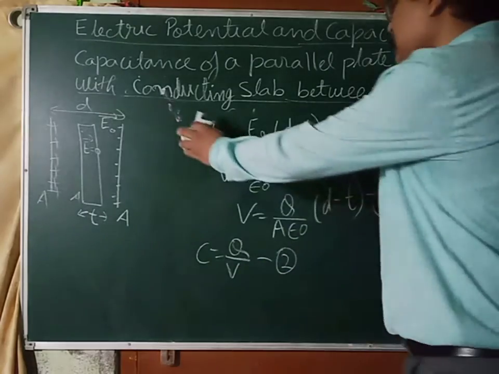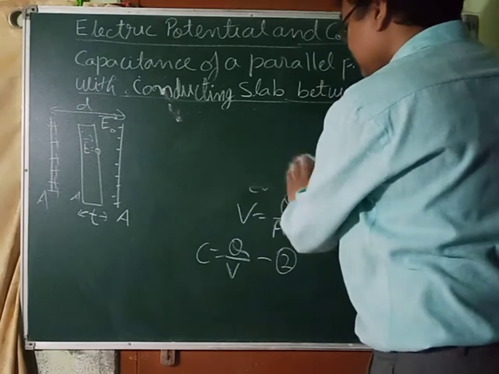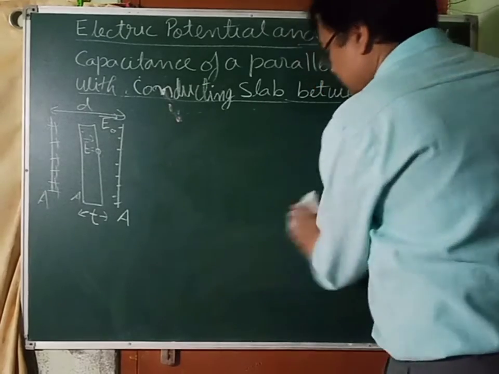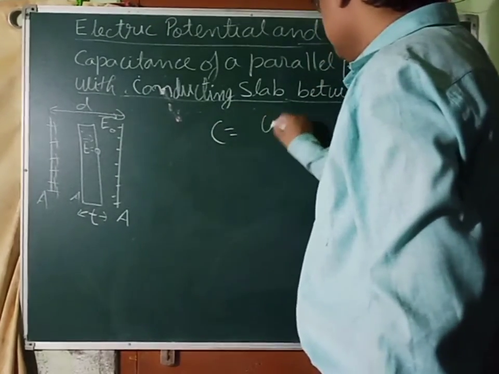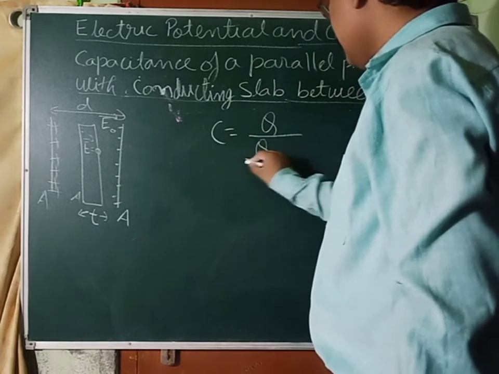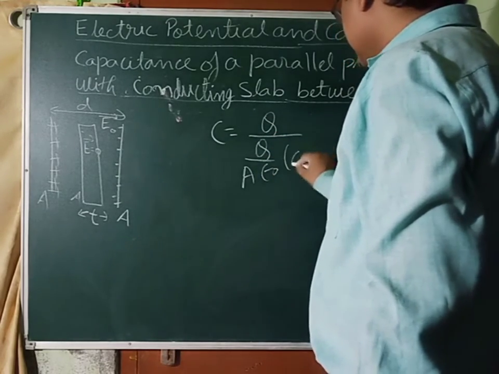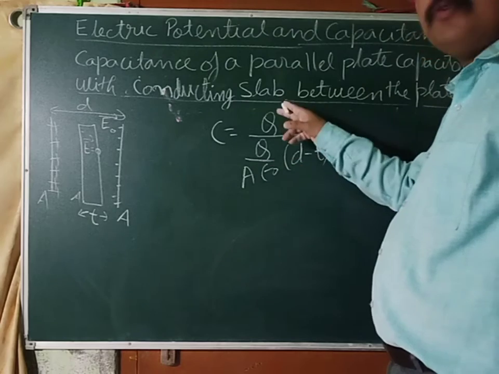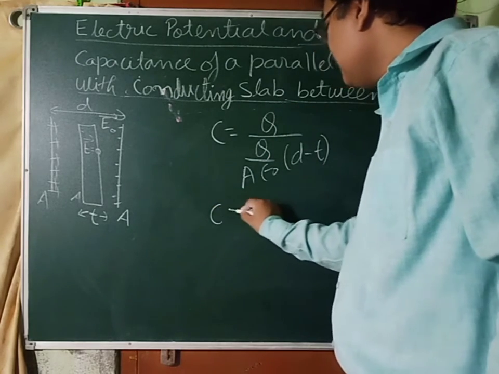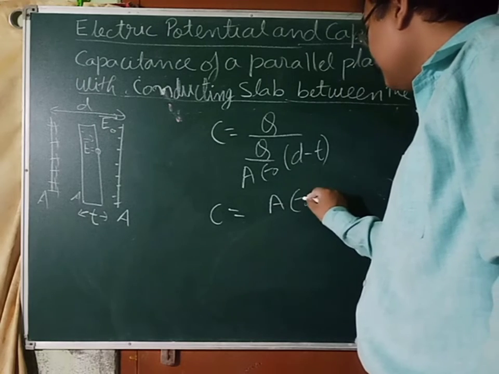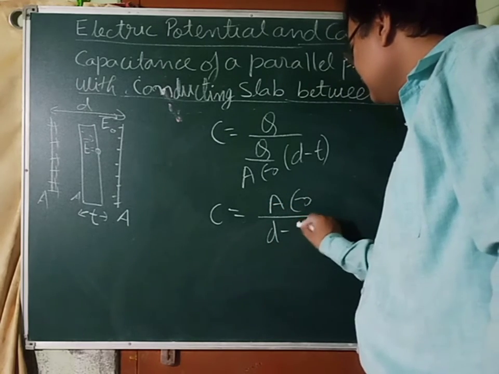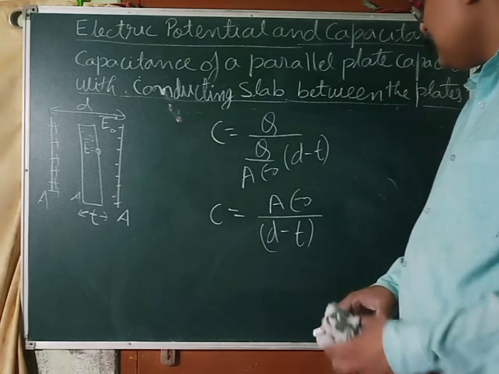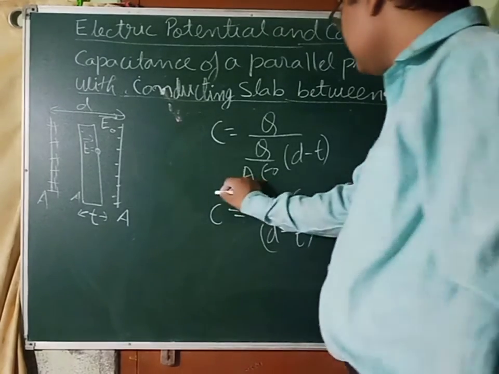So I'm going to rub this so that we can write here clearly. C equals Q by Q (D minus T) upon A epsilon naught. That's what we are going to get. Now this Q will cancel out, so we are left with C equals A epsilon naught upon D minus T. So this is the expression for capacitance.